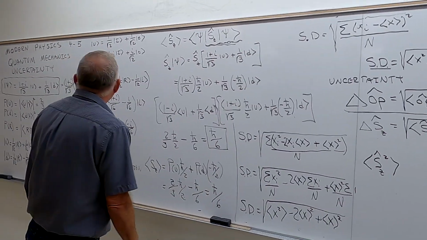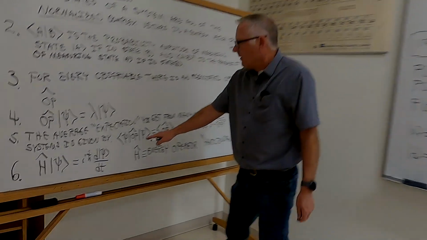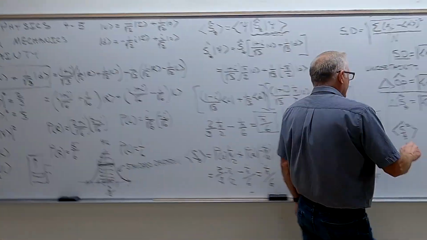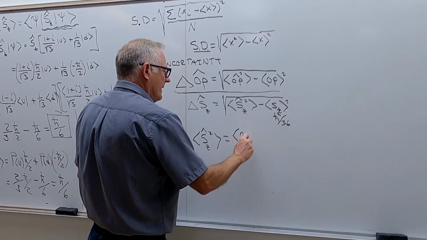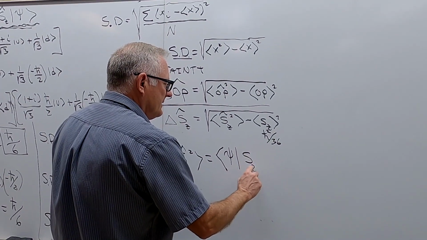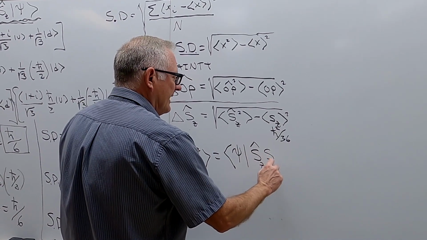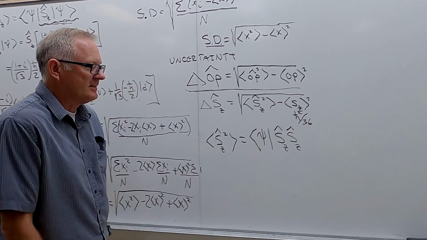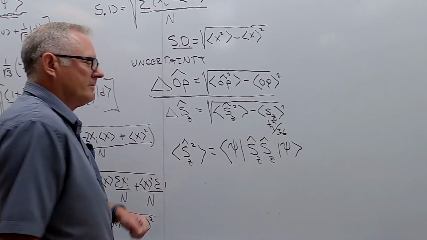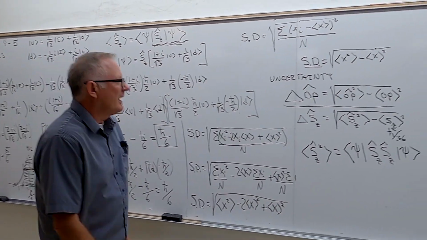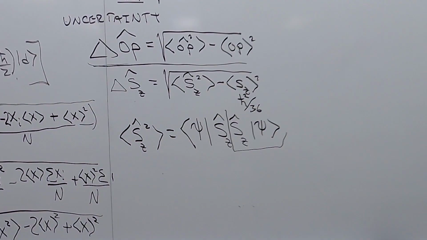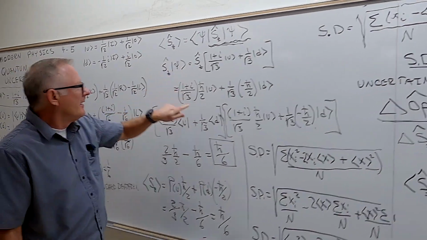Well, we go back to our rule, which is right here. S sub z, you just sandwich it in. So this is just going to be psi, S sub z squared, S sub z. Instead of saying squared, why don't I just say S sub z times S sub z? It's the same thing as S sub z squared, acting back on my psi. Well, the reason why I want to do that is because I think we already did this right here. S sub z on psi, we did it right here. It's right there.